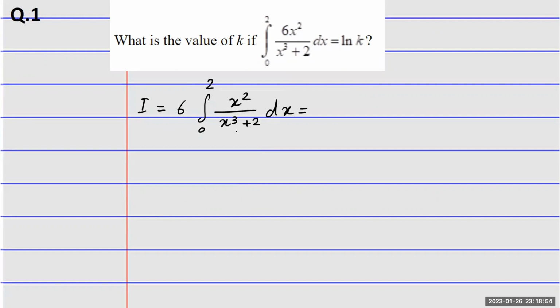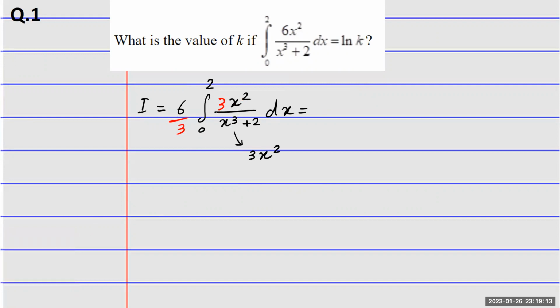The denominator is x cubed plus 2, its derivative is 3x squared. So it's easy to make the derivative now. The numerator is the same derivative. This is just a shortcut. Just multiply by 3 here and divide by 3 here. That's it. And after that, you can continue writing.